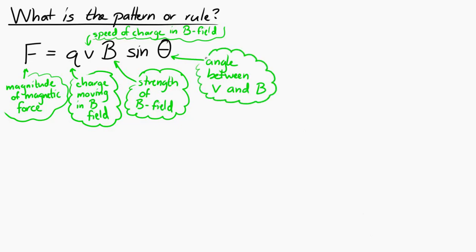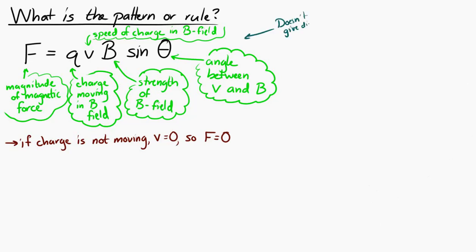All right, so that gives us the magnitude of the magnetic force. And you can see that if the charge is stationary, then V is equal to zero, so the force is equal to zero. But now let's think about the direction. What's going on with that? Because this equation does not give us direction. To get the direction, we need a right-hand rule. And it's different than the right-hand rule that we saw before for the magnetic field around a current.